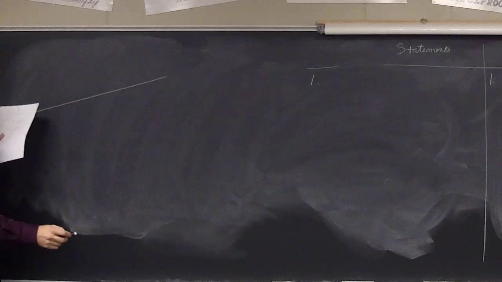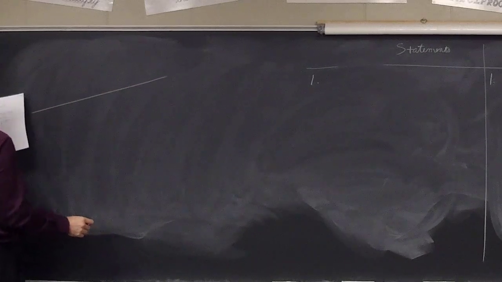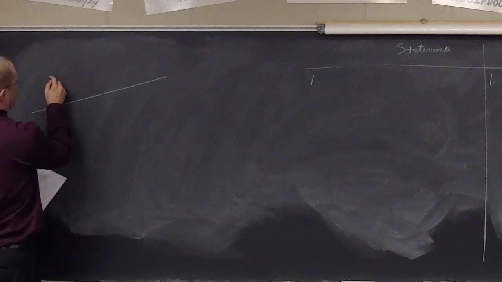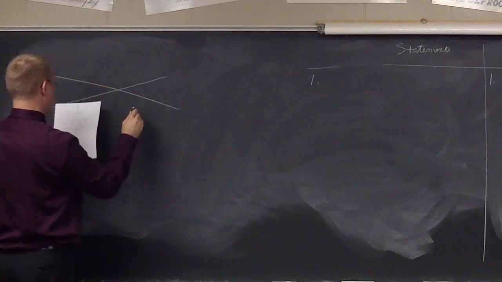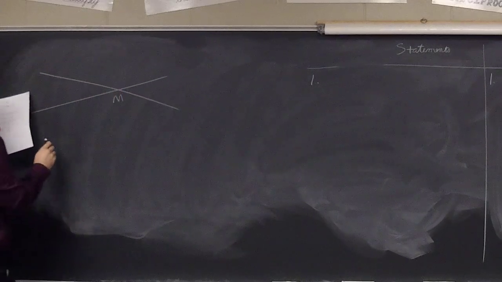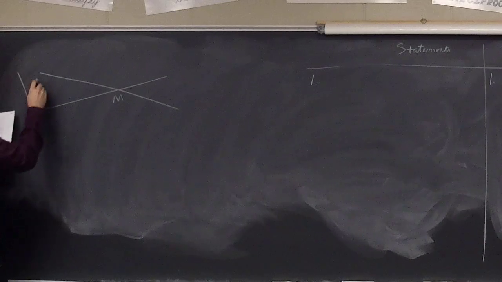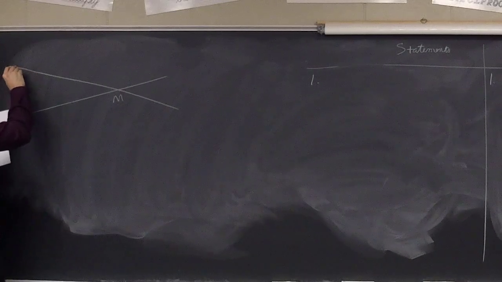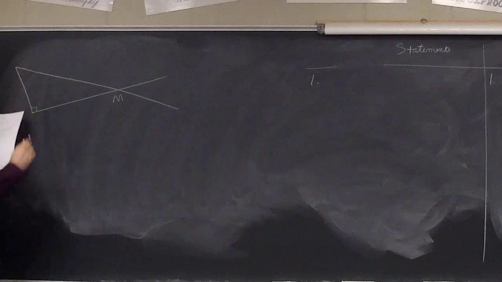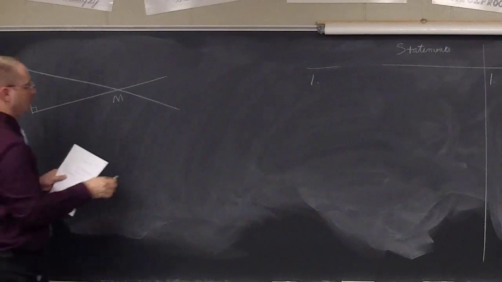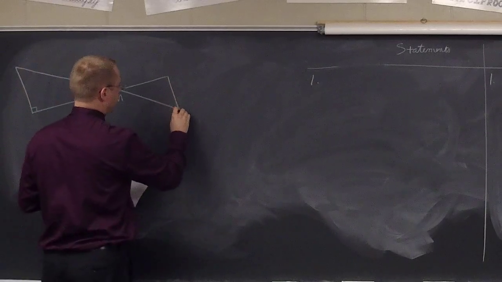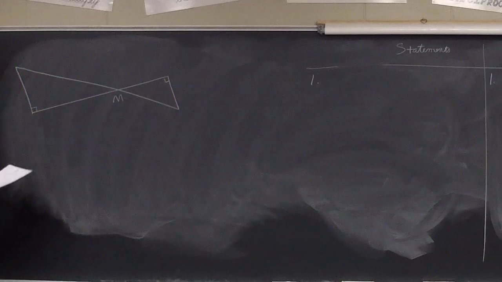So you got a couple of lines that intersect each other at some sort of random point M. You got a perpendicular and another perpendicular.